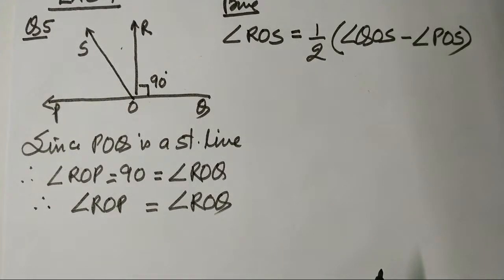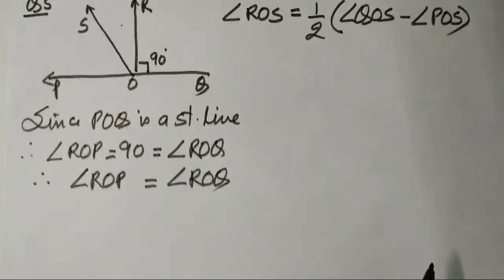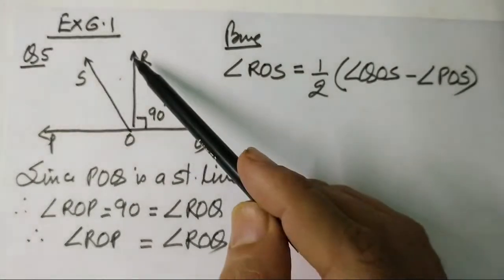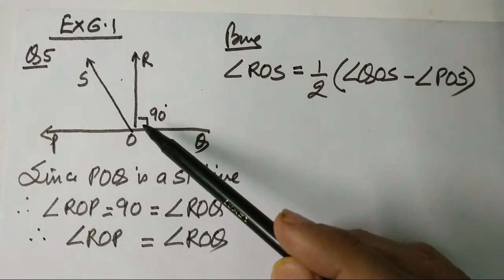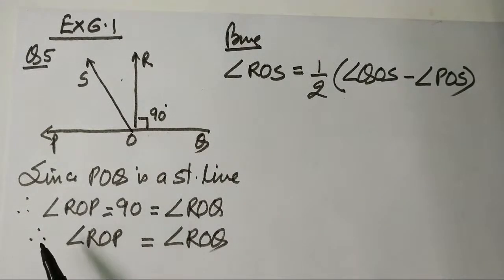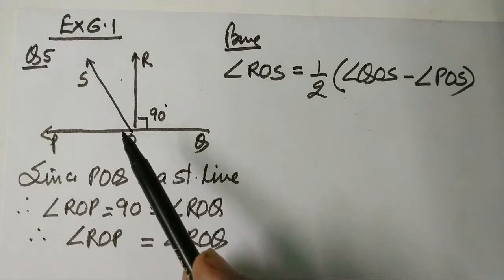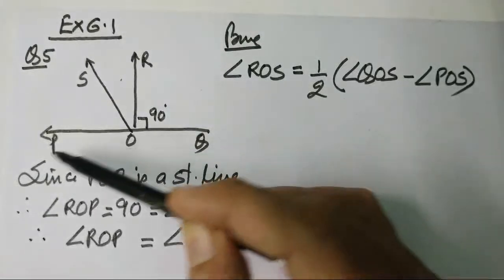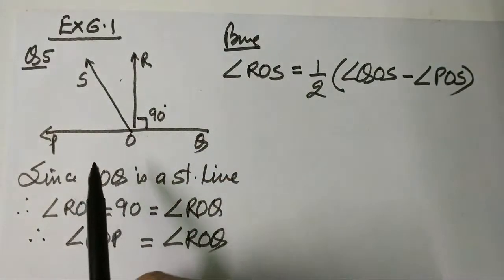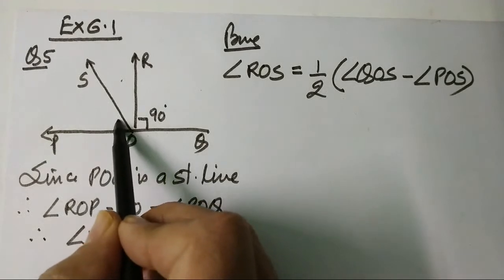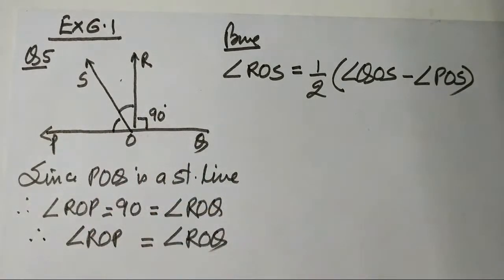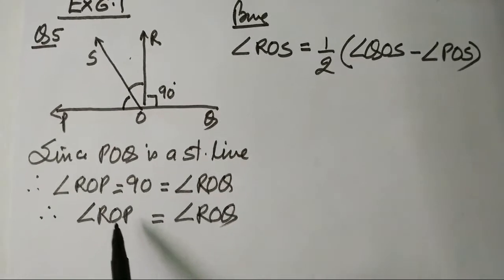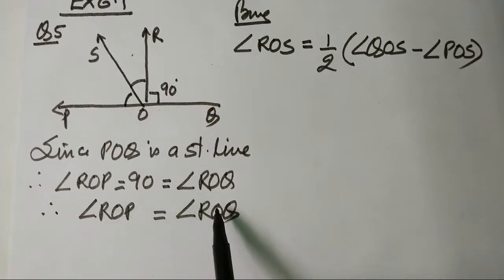And I can say that angle ROP, so keep seeing the figure and understand what is being done. You have to just replace the values. Angle ROP is this angle. ROP is made up of two angles, which are the first angle and the second angle, and I have written that angle ROP is equal to angle ROQ.